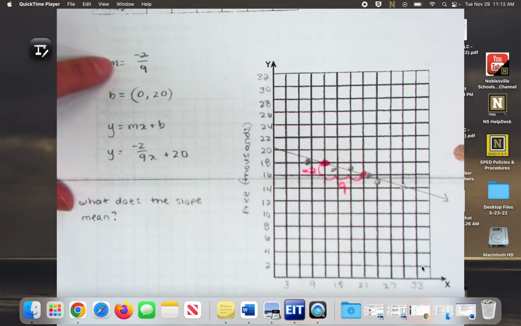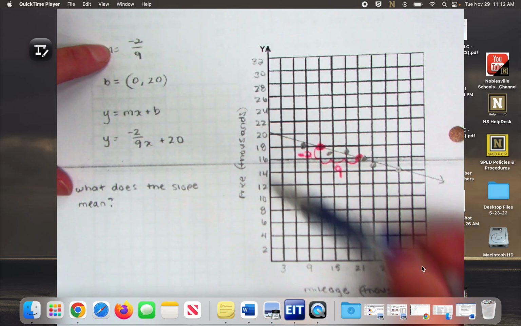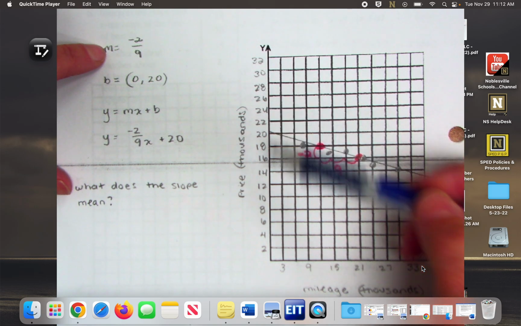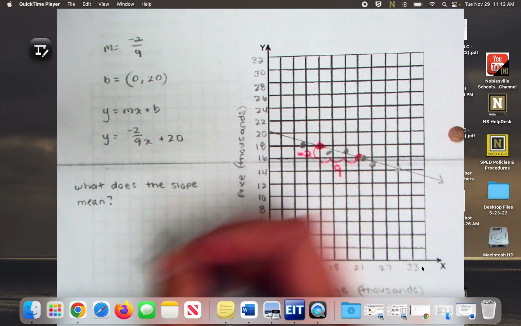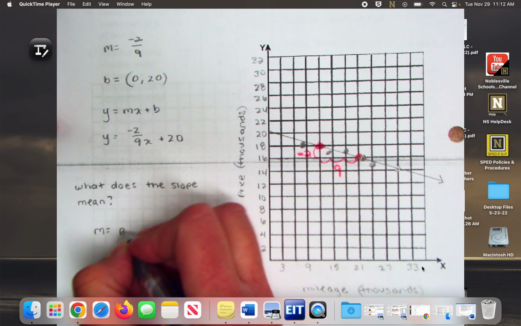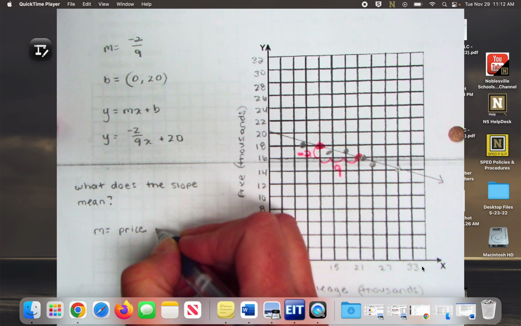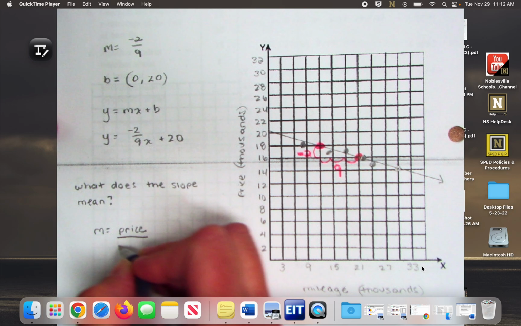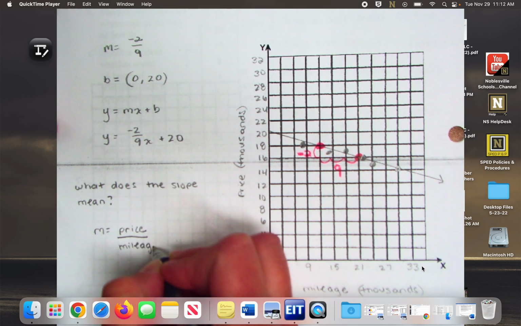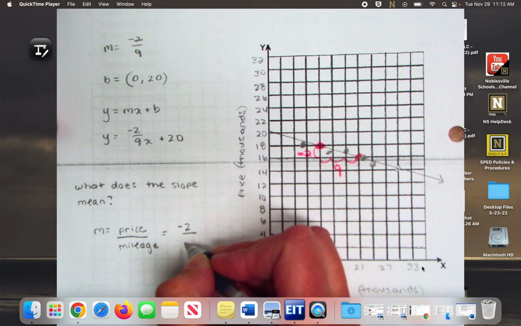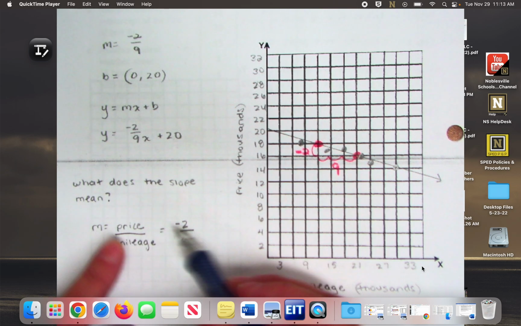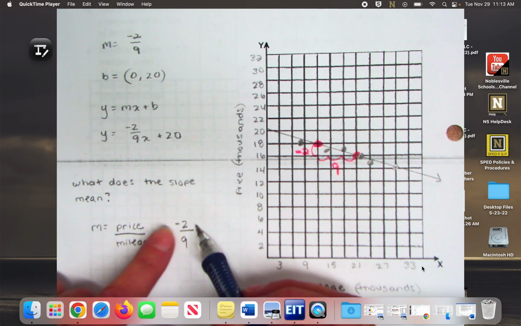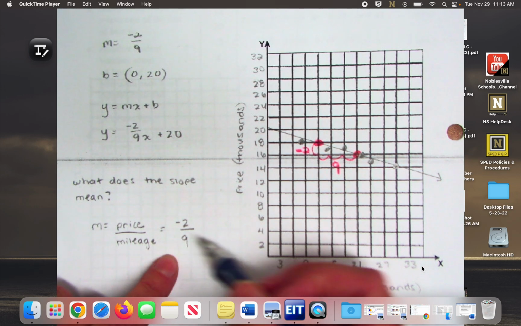Okay, so we have -2. Those are my y values, right? Because it's change in y. And what is y? That's the price in thousands. So we've got price in thousands over mileage. So we have -2,000 for every 9,000 extra miles, right? So if I'm not sure what the slope means in the context of this scenario, I can just look at the title of my x and y axis, right?